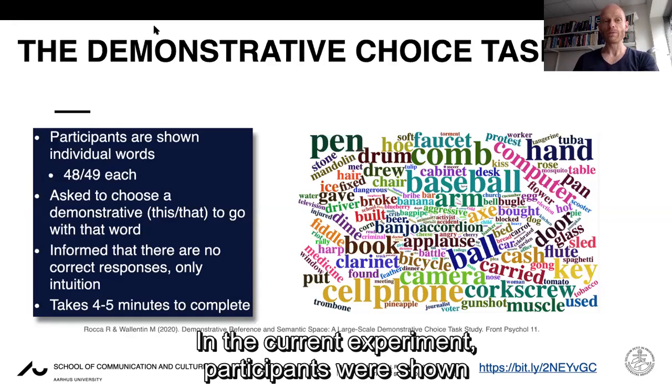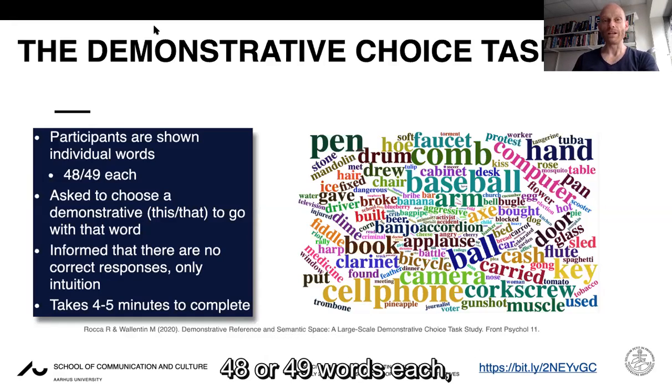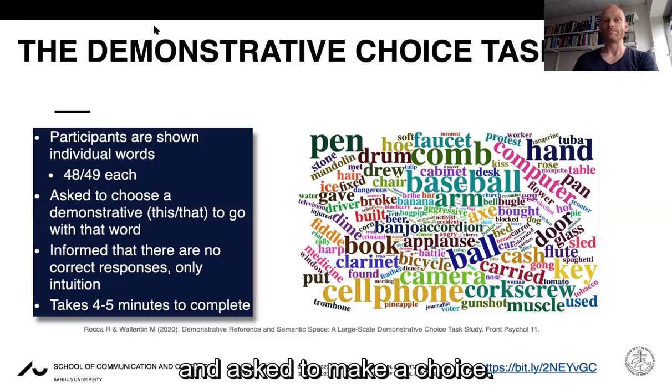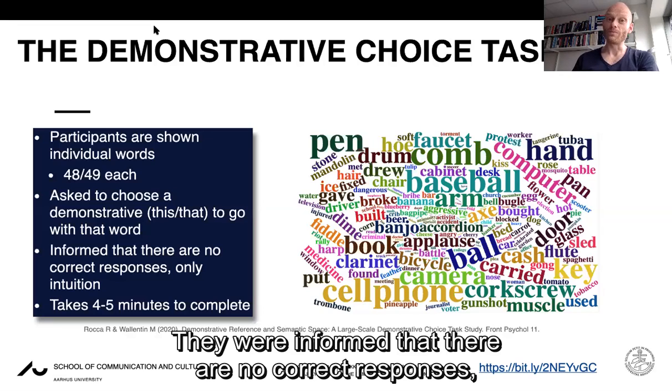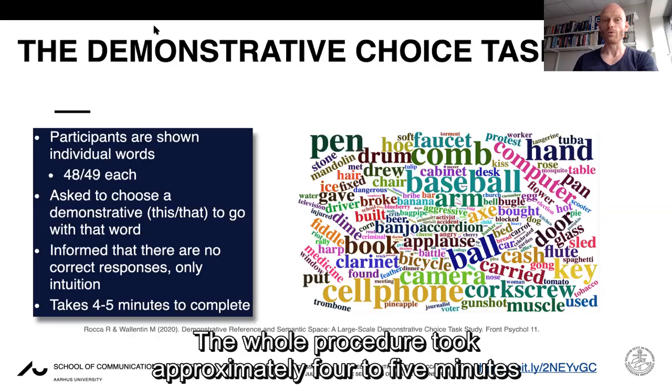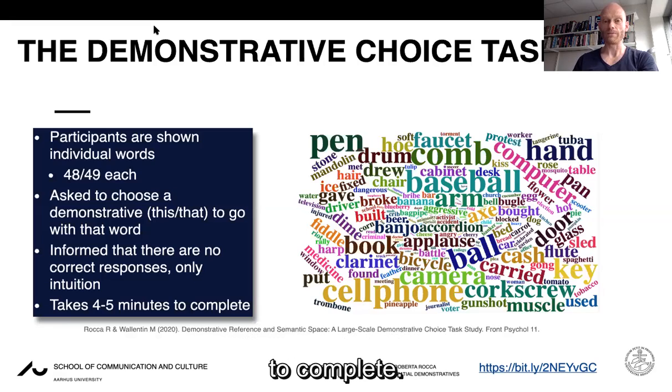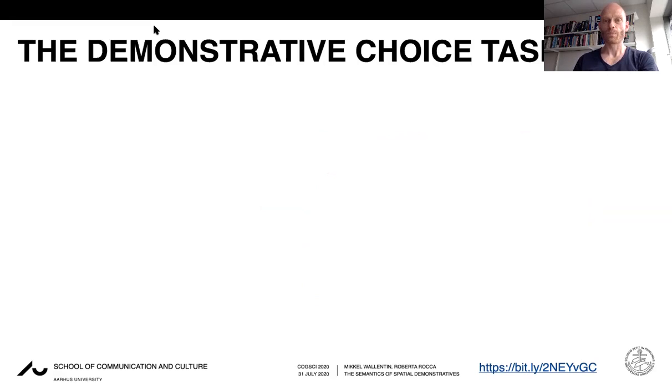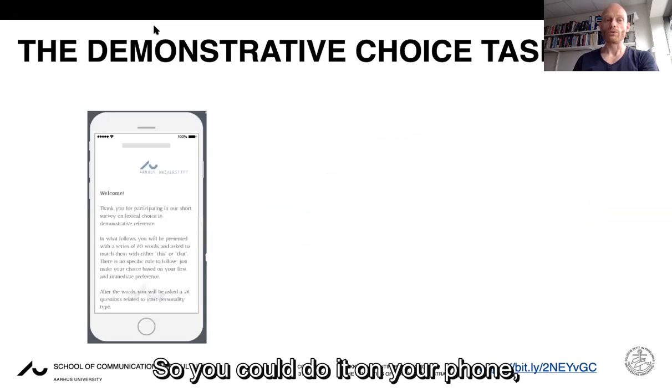In the current experiment, participants were shown 48 or 49 words each and asked to make a choice. They were informed that there are no correct responses and that they should just use their intuition. The whole procedure took approximately 4 to 5 minutes to complete. So you could do it on your phone.